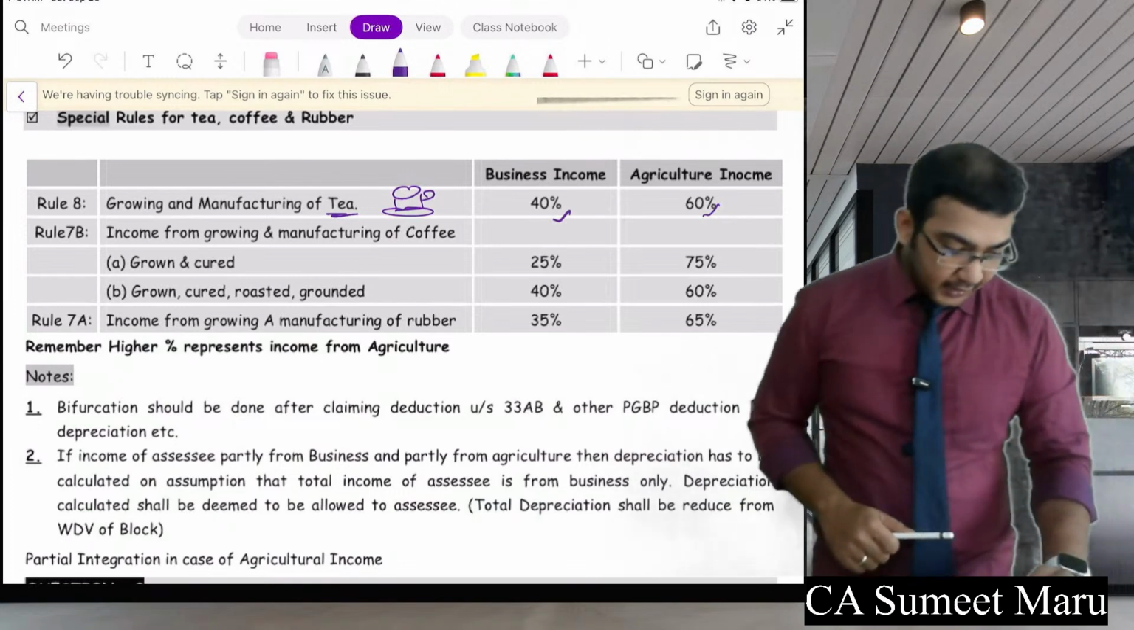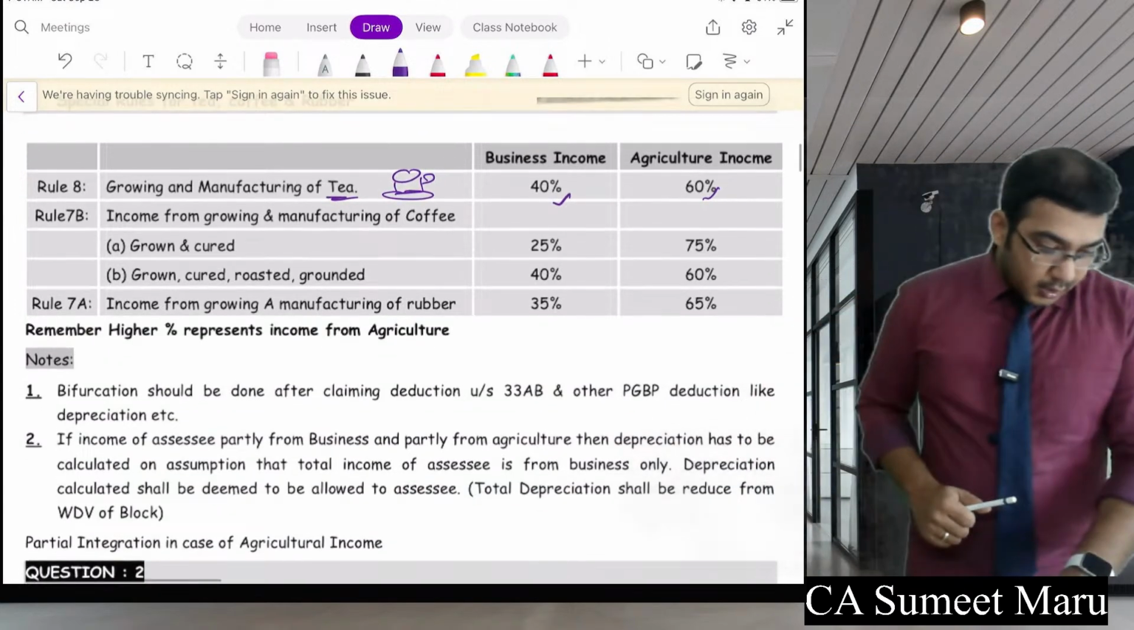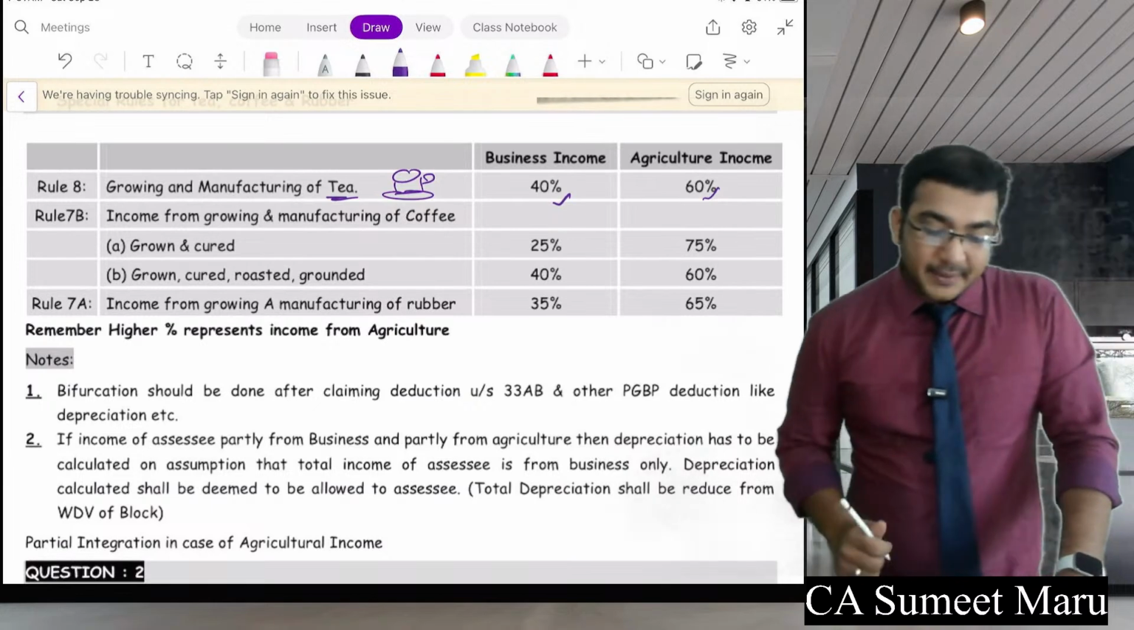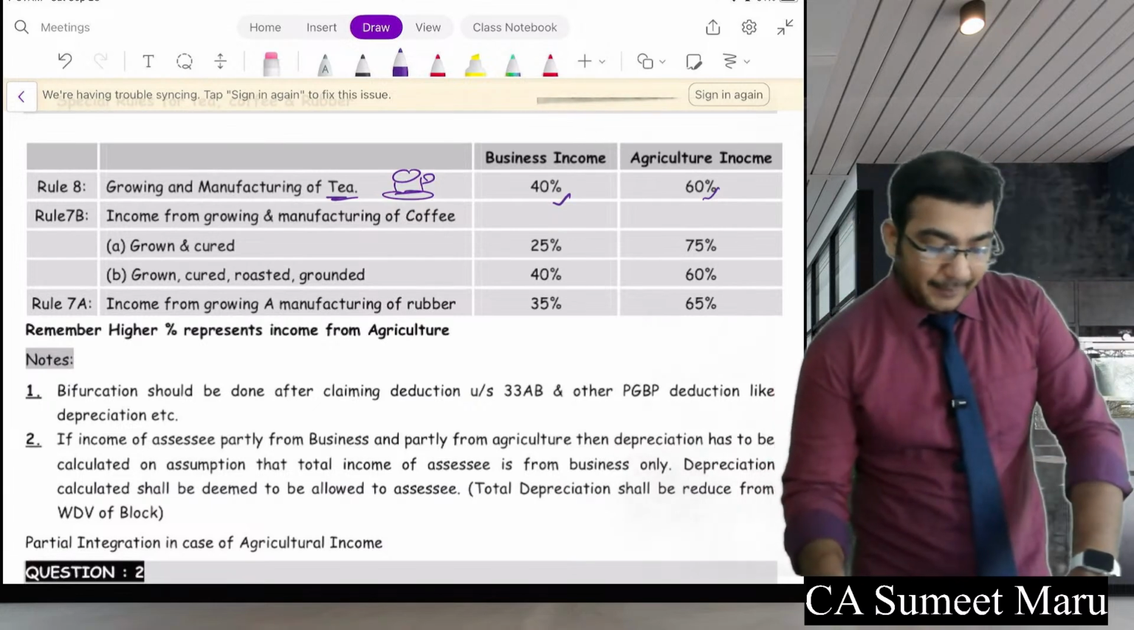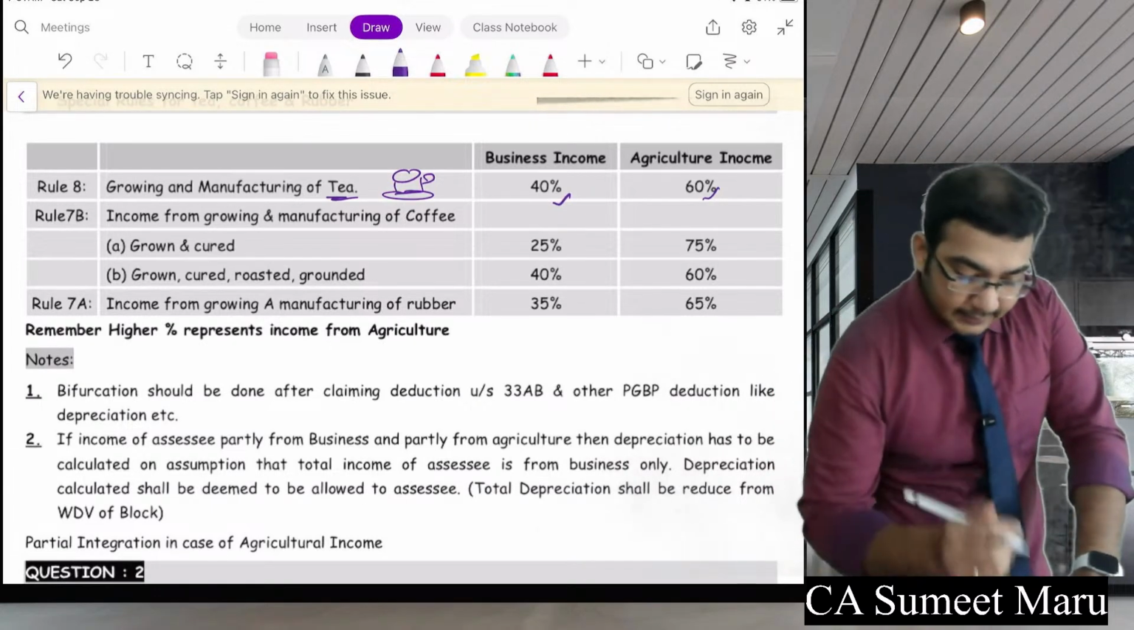Okay, further, Rida, it's 2 lakh. Business income is 2 lakh, not 5 lakh. 7 lakh minus 5 lakh, income will be 2 lakhs.